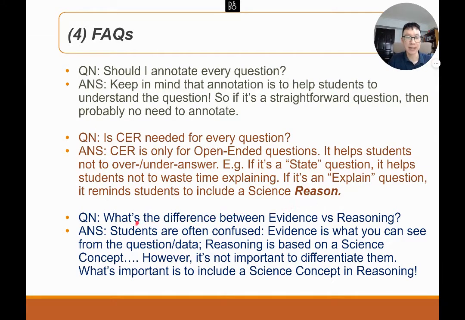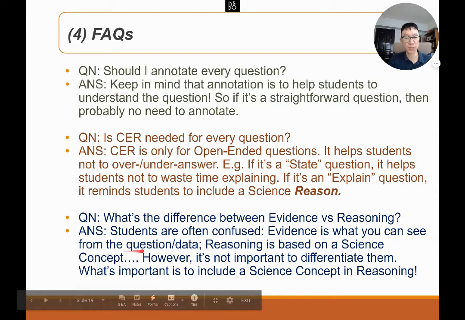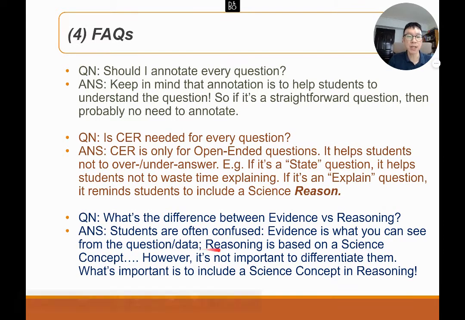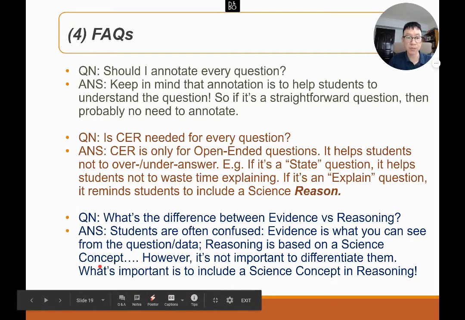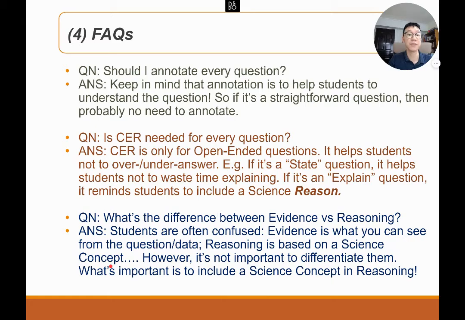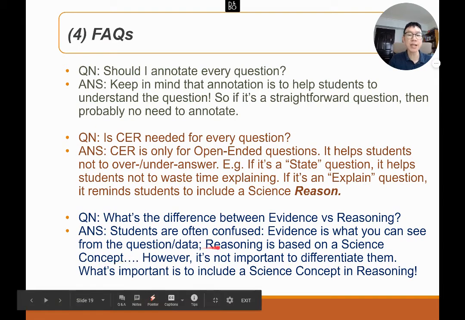Okay, last FAQ. What's the difference between evidence and reasoning? Now, evidence is what we see from the question or from the data. It can be from a graph, it can be from a diagram, it can be from a table. So that's evidence. Reasoning is based on a science concept. So, for example, the science concept of photosynthesis, the science concept of friction, and this science concept is usually not found in the question. Students have to remember it.